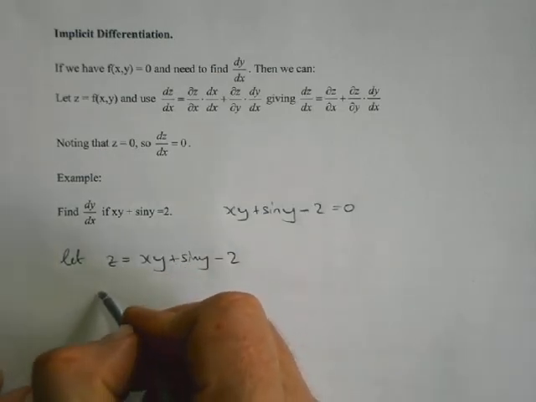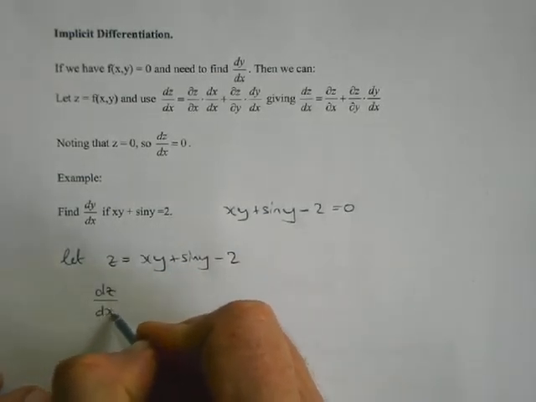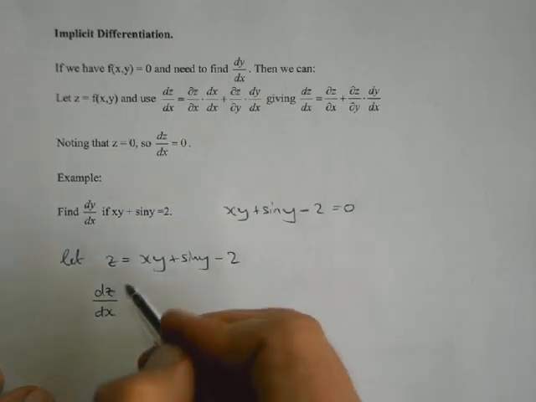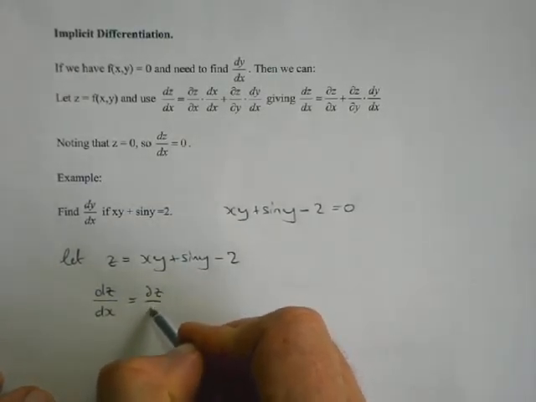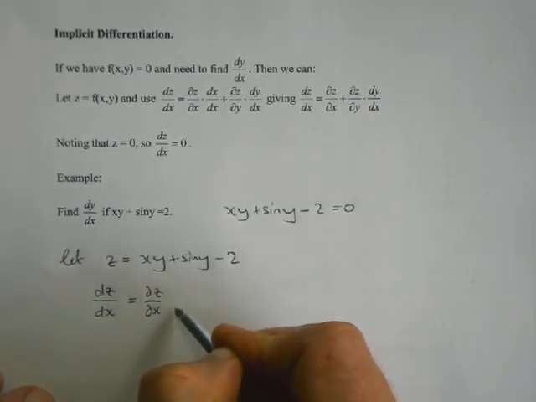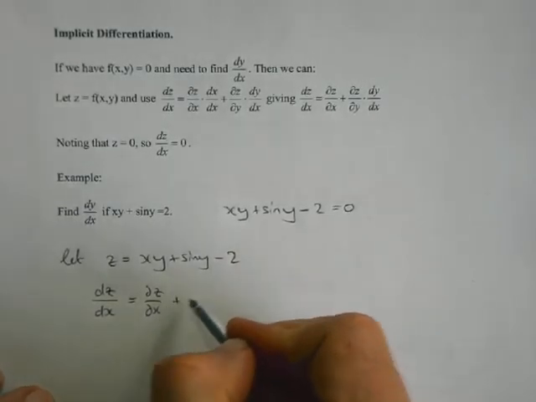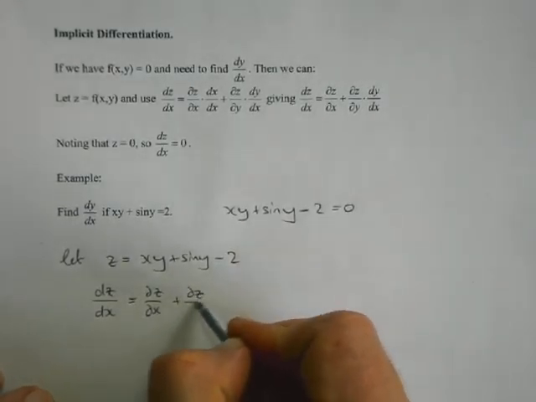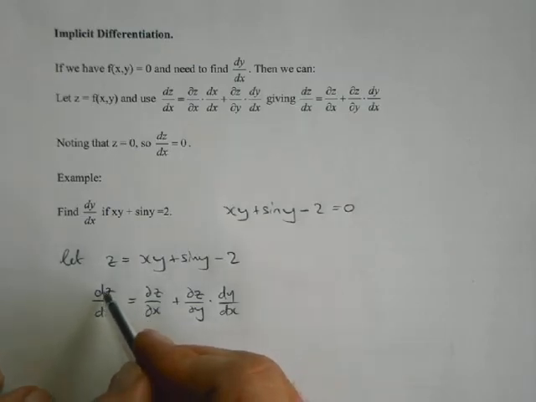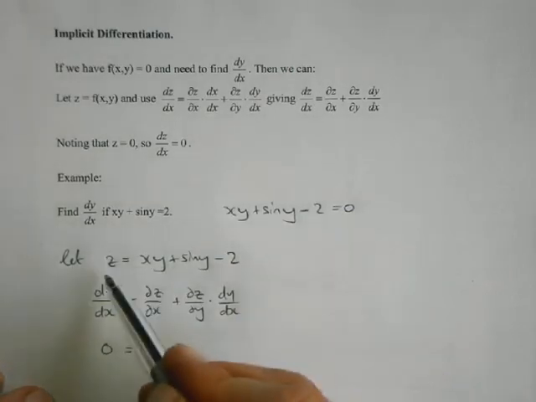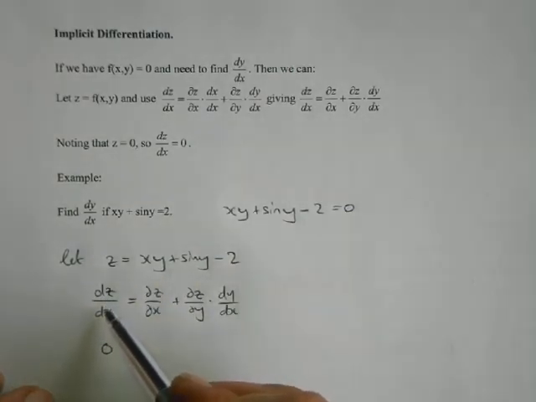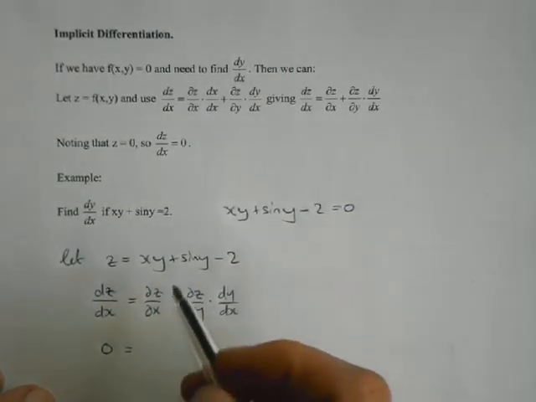So we're going to try and figure out the derivative of z with respect to x, which we know is partial z partial x times dx, which is just equal to 1, plus partial z partial y times dy by dx. And now we can find the various bits. The first thing is we know dz dx equals 0, because we know that z equals 0, and it doesn't matter when you differentiate 0, it doesn't matter what your variable is, you're still going to get 0.